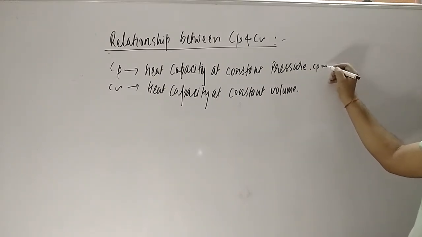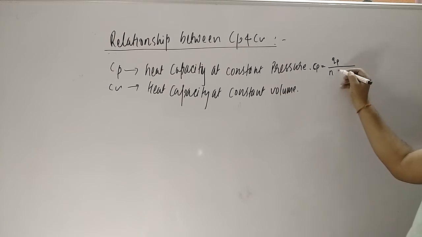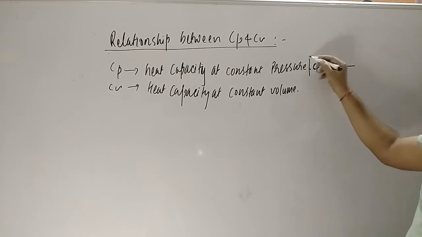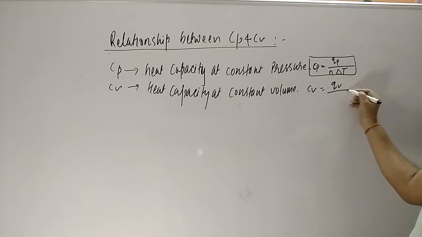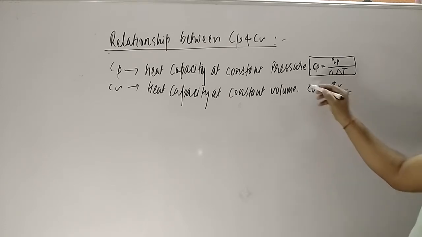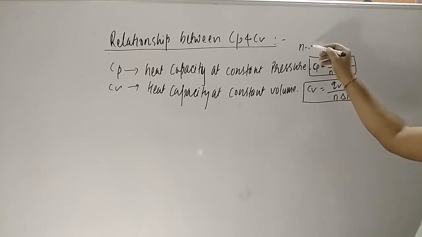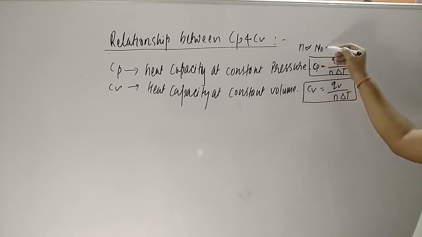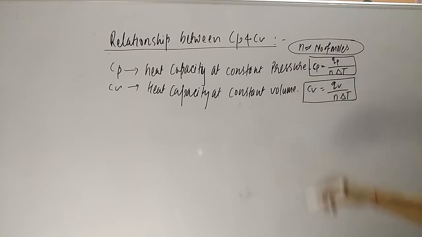In terms of molar heat capacity I am writing CP. So how much will it be? Better you write QP upon n delta T. This is the term, right? And if you are talking about CV, it will be QV upon n delta T. Now dear students, you keep in mind n means number of moles. Here I am writing n equal to the number of moles. So this is our term. CP means heat capacity at constant pressure and CV heat capacity at constant volume.